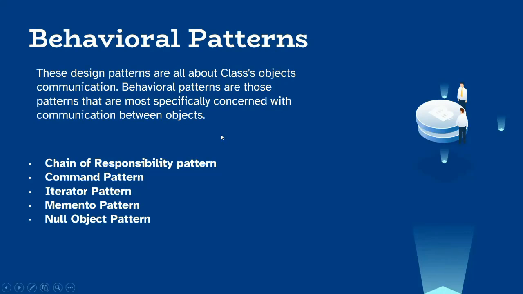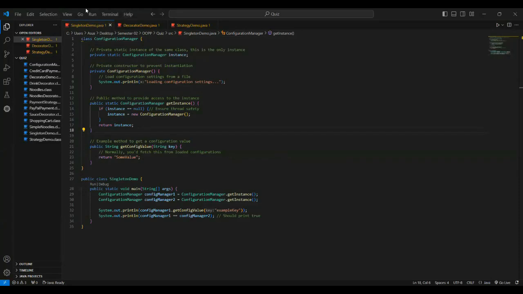So next, I'm gonna give you a live demonstration of these patterns with real world examples for these three patterns. First, I'm gonna present the singleton pattern. So here, as you can see, the ConfigurationManager class implements the singleton design pattern. This pattern ensures that only one instance of the class exists throughout the application's lifecycle. The class contains a private static variable instance of type ConfigurationManager. This variable holds the single instance of the class.